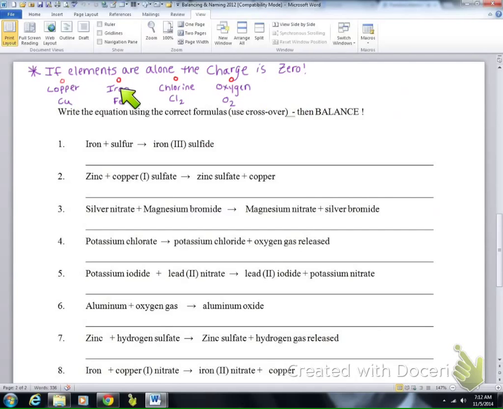And notice on the metals here, I didn't include any Roman numerals because there is no charge, because it's a metal by itself. Chlorine gas, for example, is considered an element by itself, even though it's diatomic, and so that's why there's a 0 charge above that.